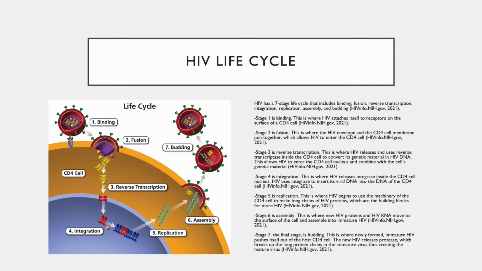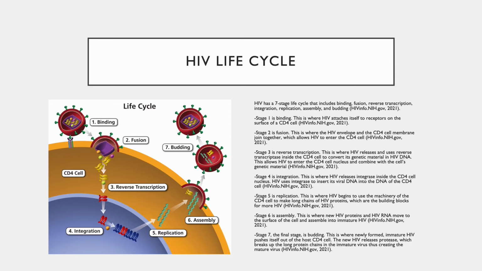The HIV life cycle. HIV has a 7-stage life cycle that includes binding, fusion, reverse transcription, integration, replication, assembly, and budding. Stage 1 is binding. This is where HIV attaches itself to receptors on the surface of a CD4 cell. Stage 2 is fusion. This is where the HIV envelope and the CD4 cell membrane join together, which allows HIV to enter the CD4 cell.